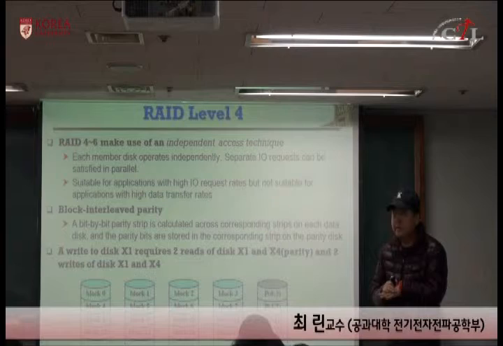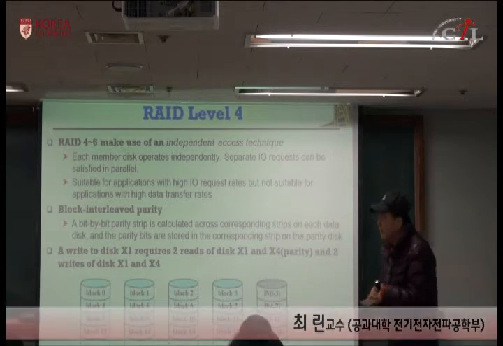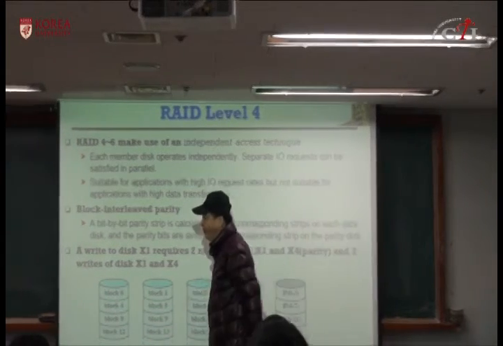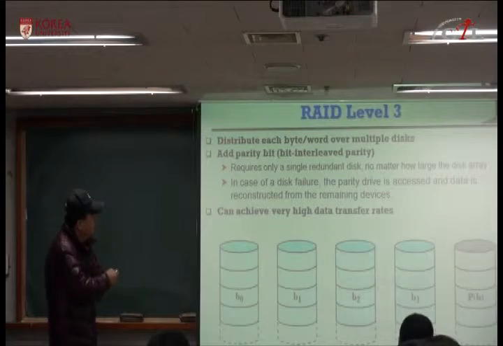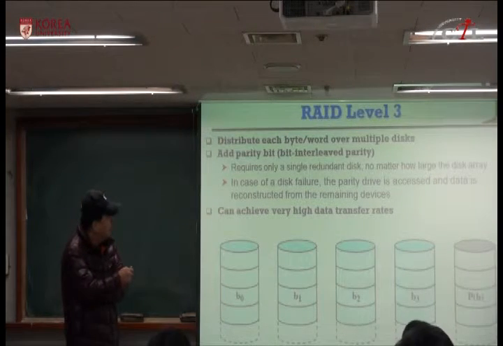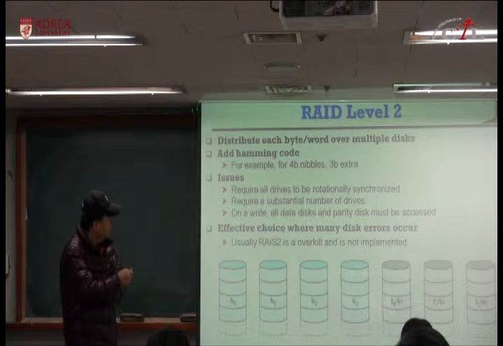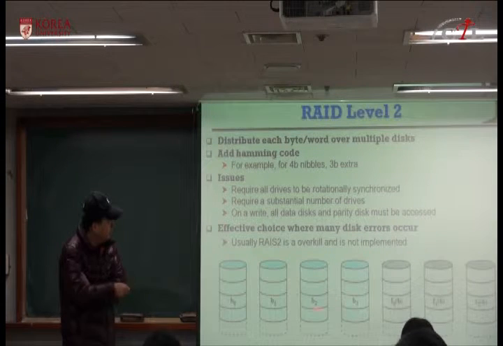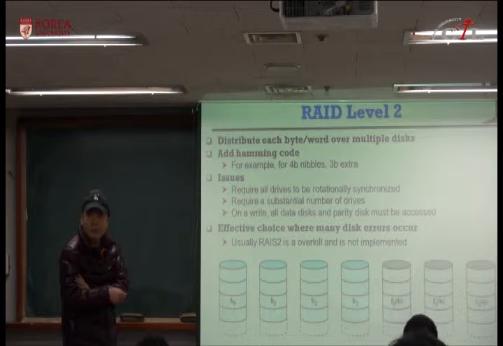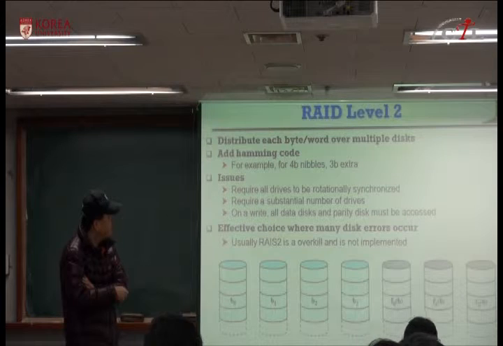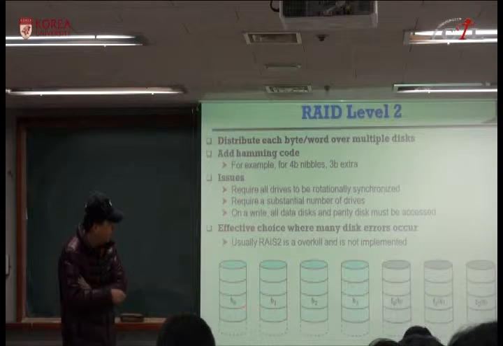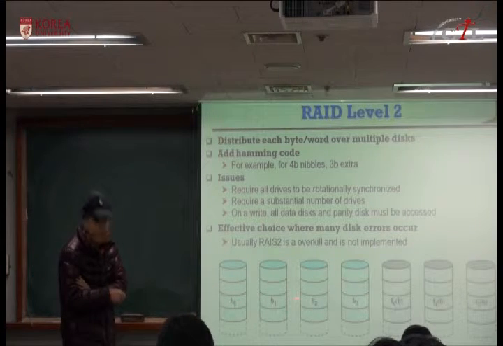So let's continue the discussion on RAID. If you remember the previous lecture, RAID 2 uses Hamming code, an error correction code, and works bit by bit. They distribute these 4 bits to each disk.